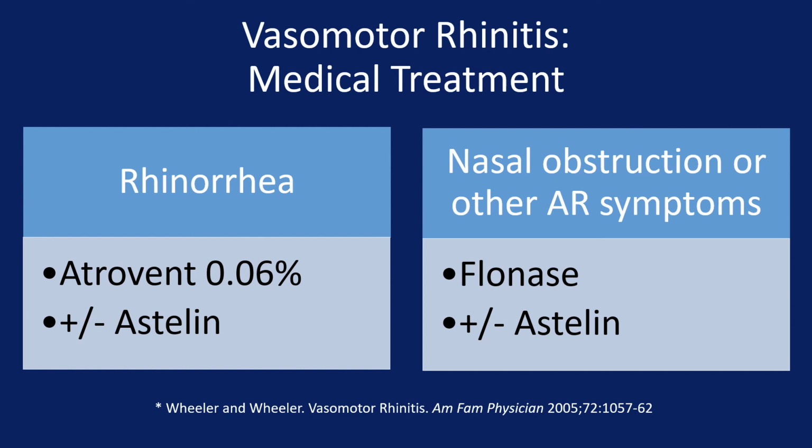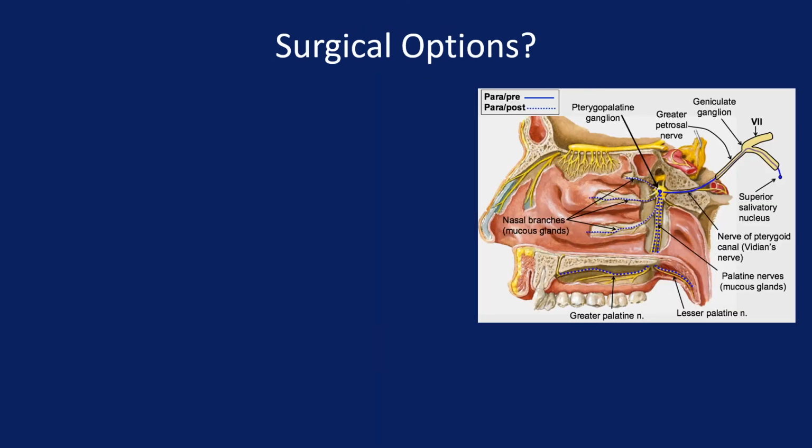For prominent nasal obstruction or known concurrent allergic rhinitis, Flonase is obviously great, some type of nasal steroid spray. You'll notice that Astelin, an antihistaminergic spray, is second-line therapy for each of these situations, and that's true with allergic rhinitis in general as well. So what about when medical therapy fails?